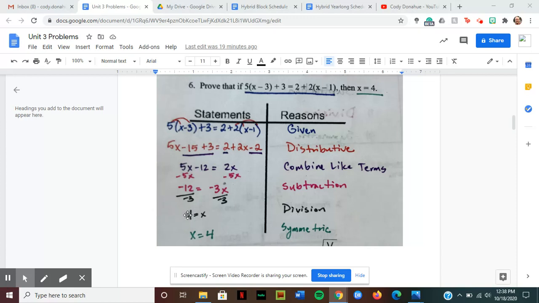And so now to go from 4 equals x to x equals 4, again, remember, if A equals B, then B equals A. That's the symmetric property. So that's how I was able to go from this first statement down to here.